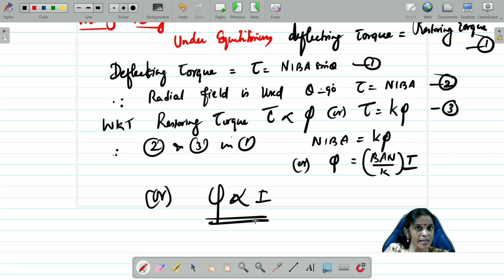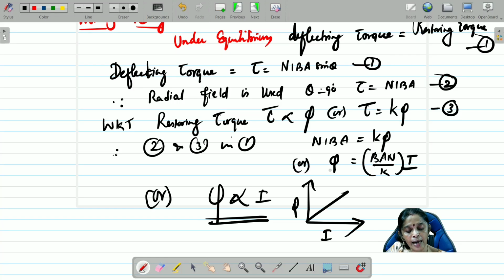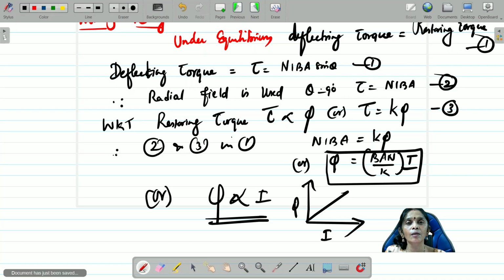That means the more the current, the more the deflection. So directly proportional. When current increases, deflection also increases. So phi is directly proportional to I. That is all I wanted to convey.